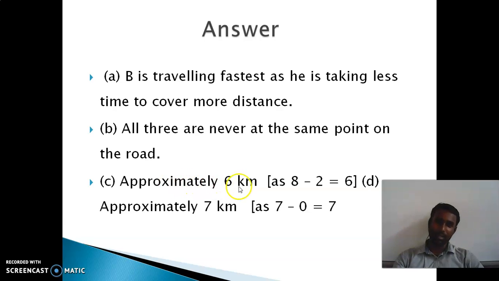And approximately 6 kilometer, you just take that value. So 8 minus 2 equals 6, subtracting the initial value, and approximately 7 kilometer, so 7 minus 0 is 7 kilometer. Approximately these values will come. These are graphical representations, some graphs they gave, and from that they ask questions like data handling.